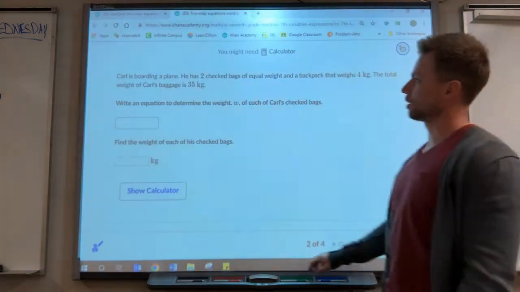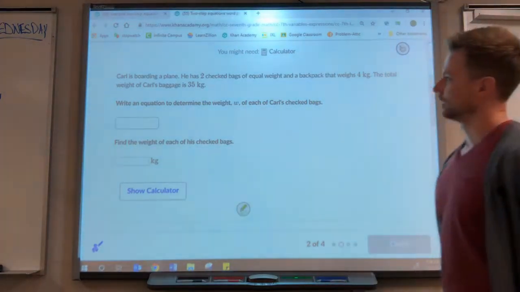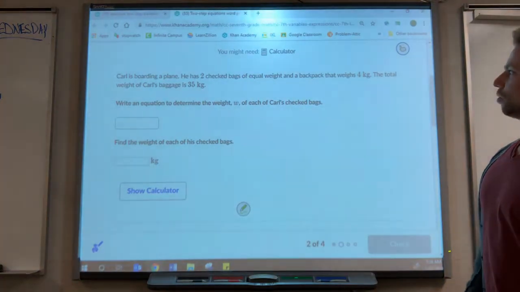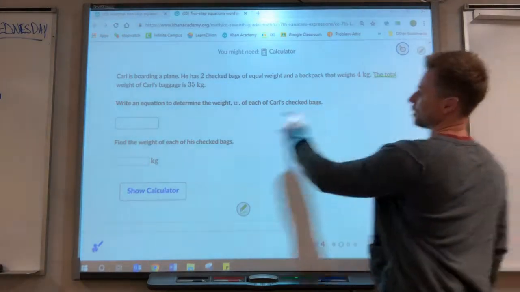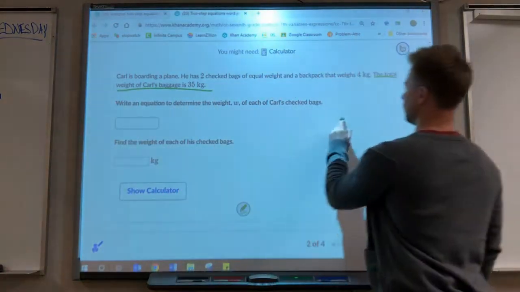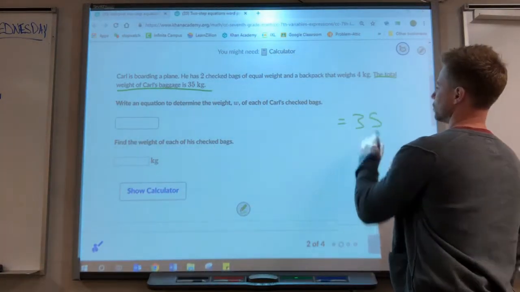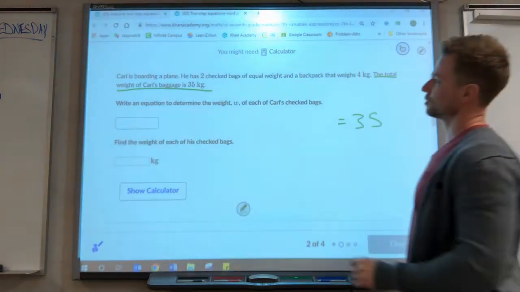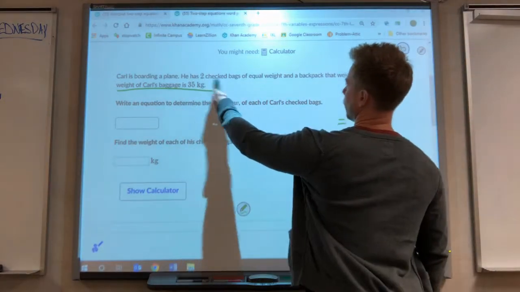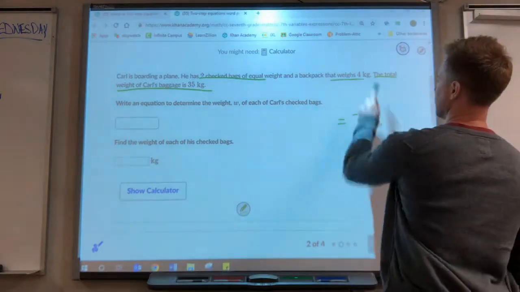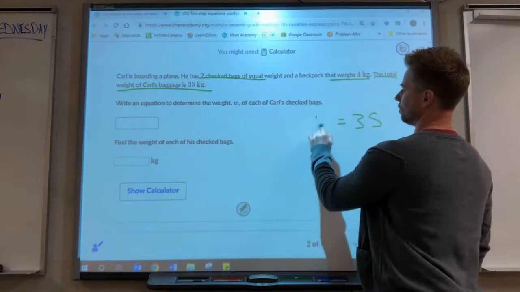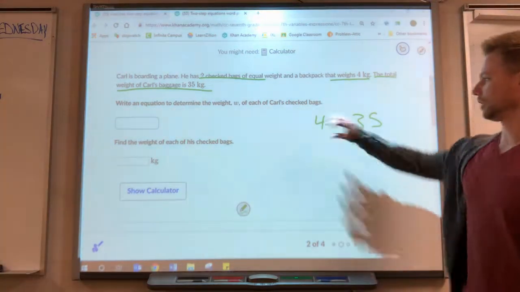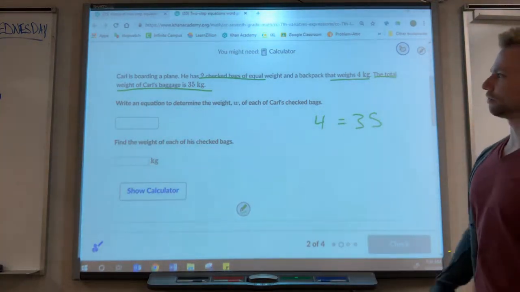All right, one more. Carl is boarding a plane. He has 2 checked bags of equal weight and a backpack that weighs 4 kilograms. The total weight is 35 kilograms. So we know it equals 35. He has 2 checked bags of equal weight and a backpack that weighs 4. We know the backpack, there's only one of them. It's 4 kilograms. So that's part of what makes up our total of 35.